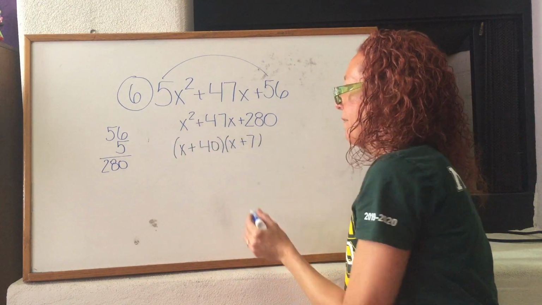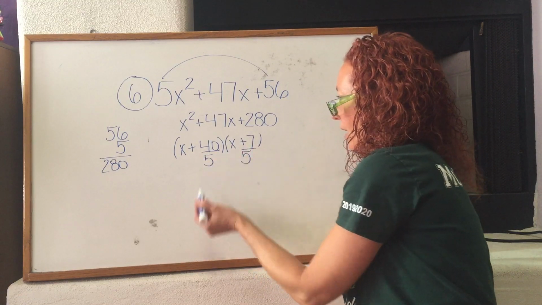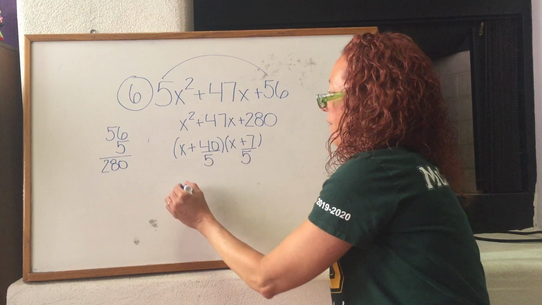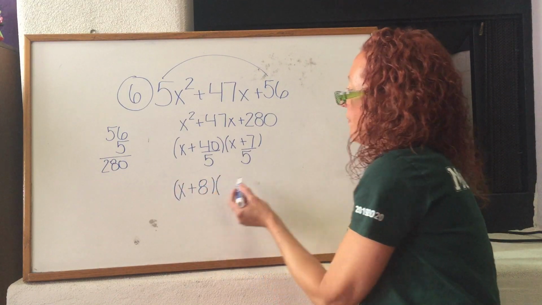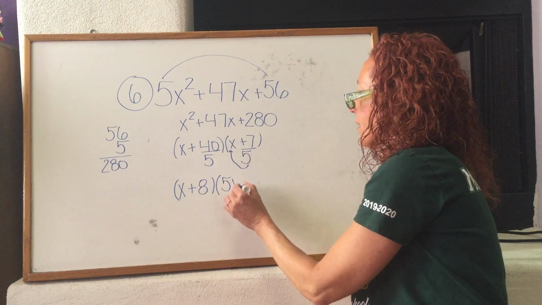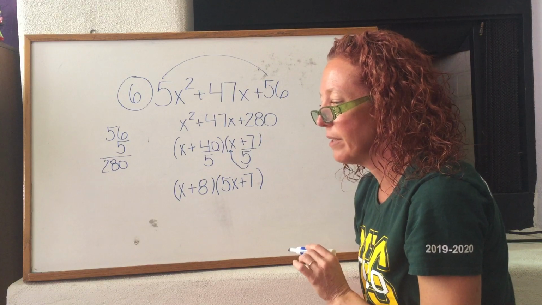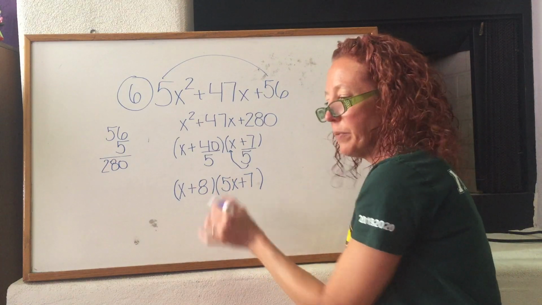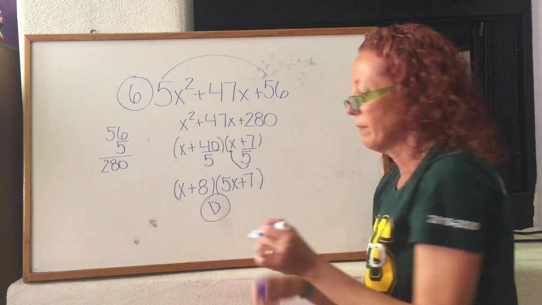If I multiply by 5 in the beginning, I have to go back and divide by that 5 at the end. 40 divided by 5 is 8. 7 over 5 does not reduce, so we slide that 5 right there, 5x plus 7. It's written backwards, but it looks like the correct answer is D.